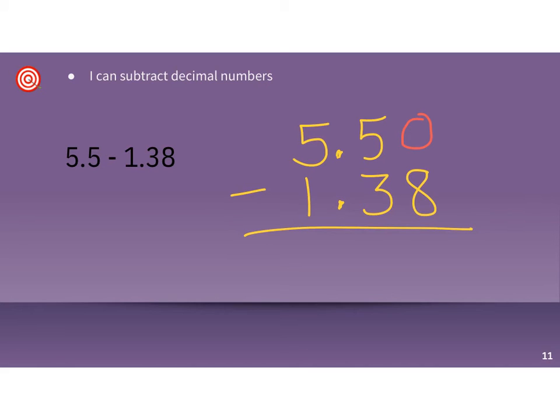0 minus 8, I can't do. So I take a tenth, I do some regrouping. I take a tenth and bring over 10/100. 10 minus 8 is 2. 4 minus 3 is 1. Bring down that decimal point, and 5 minus 1 is 4. So my answer is 4 and 12/100. So that time we needed to add a 0 placeholder.